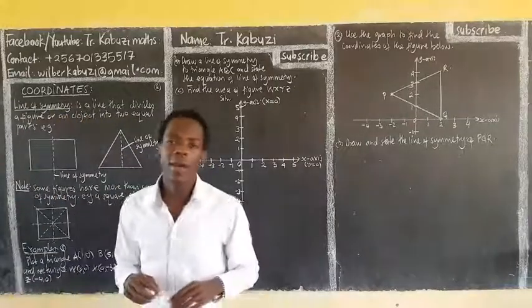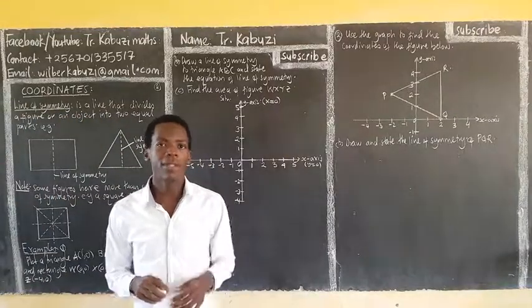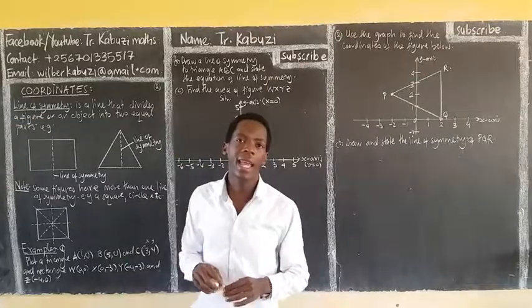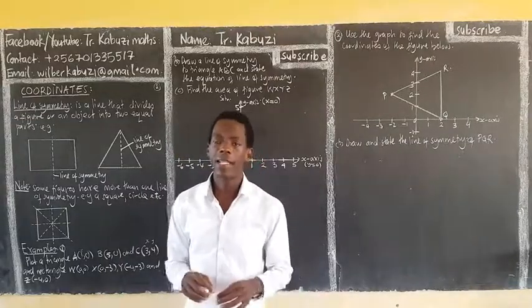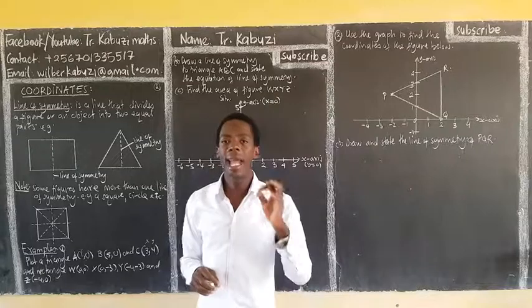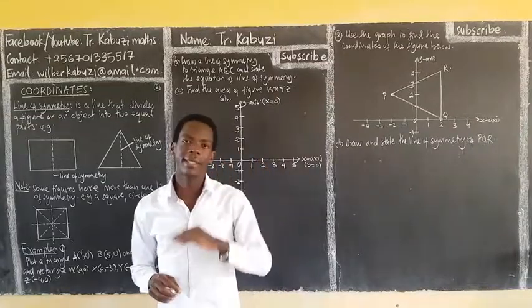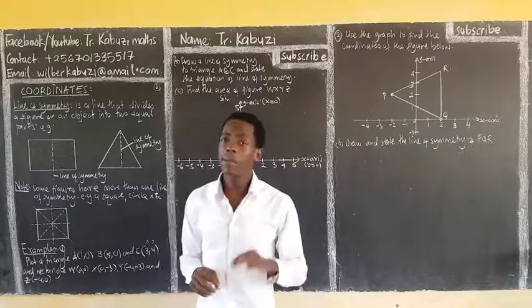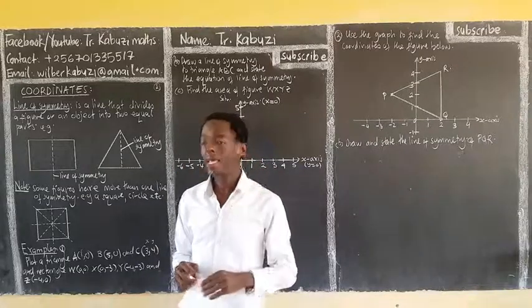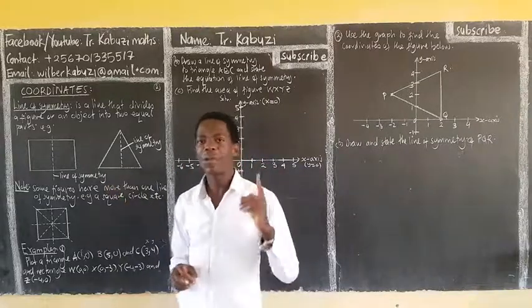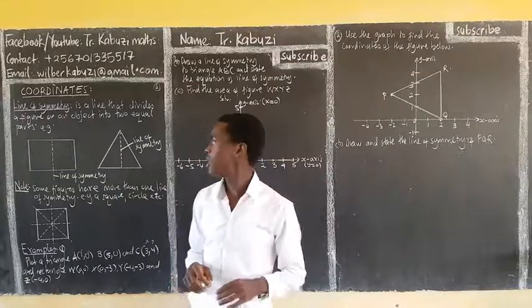Okay, now members, we are going to see how we draw lines of symmetry and how we get the lines of symmetry on figures. Now, a line of symmetry is a line that divides an object into two equal parts. Some figures have more than one line of symmetry, but in my example here, I'm just focusing on one, for the explanation.